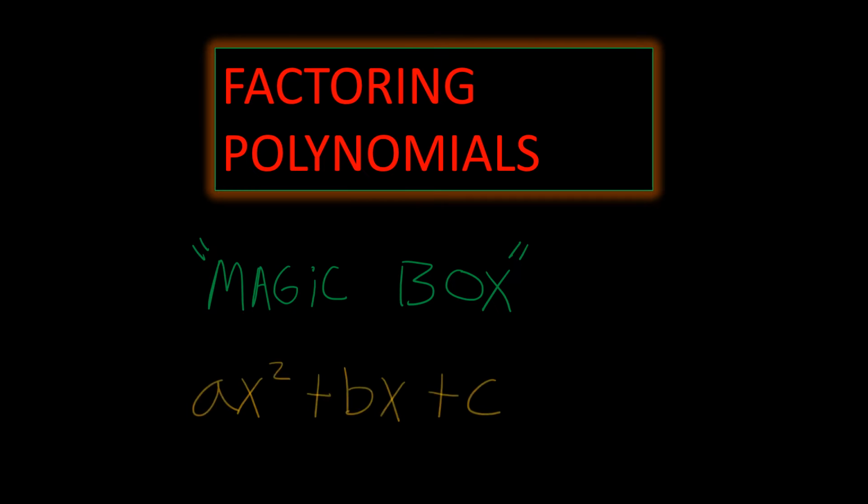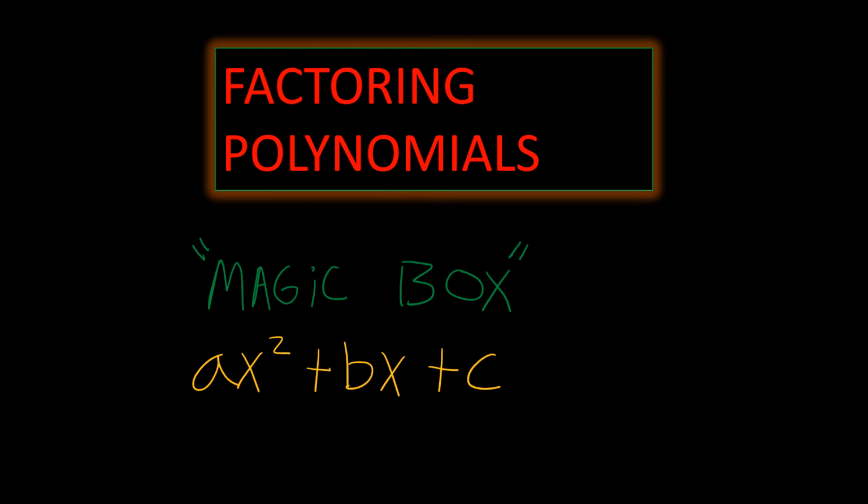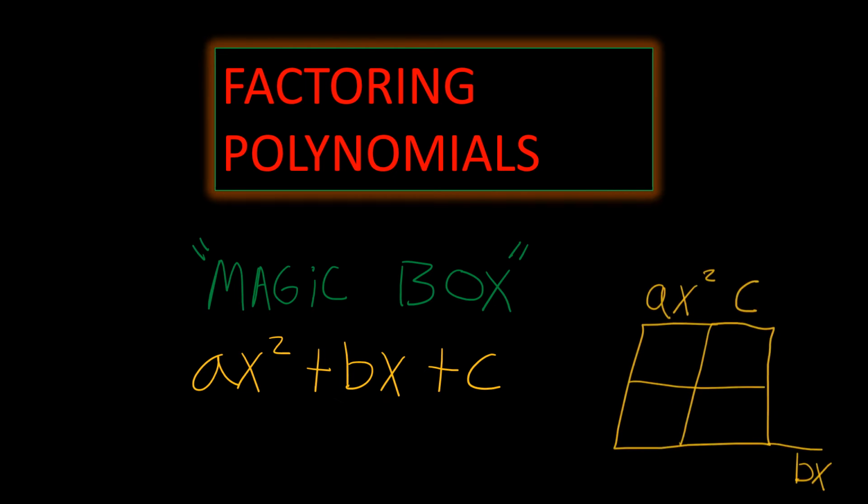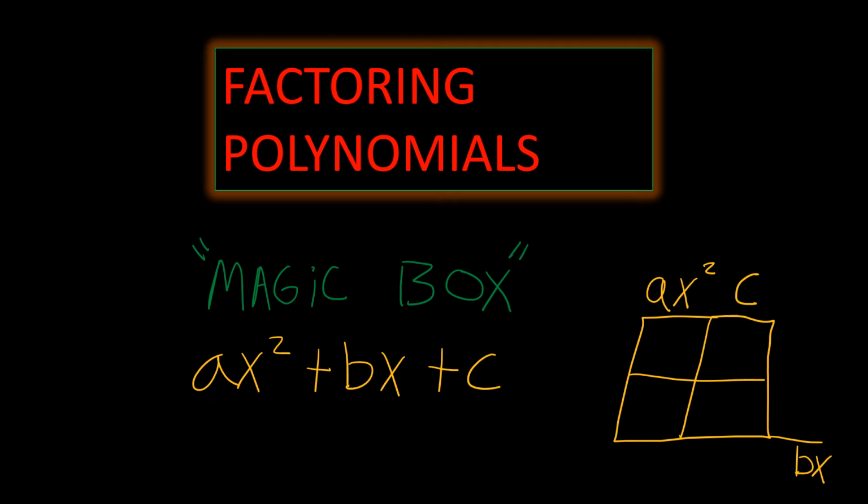So today I want to talk about factoring polynomials. And the technique I want to go over is called the magic box. With the magic box, you'll have a generic polynomial formula like ax squared plus bx plus c, and then you'll put it into the box like this. Then you'll use the box to compute the answer. I'll show you an example.